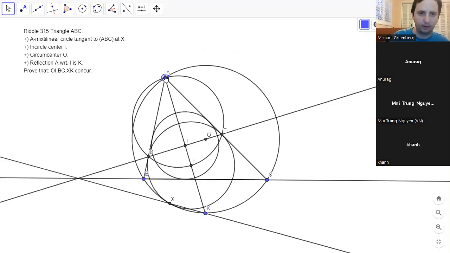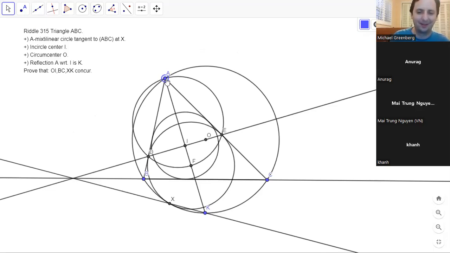I could check it. Wow, we've got 13 people. It's a lot. It's the most in a while.